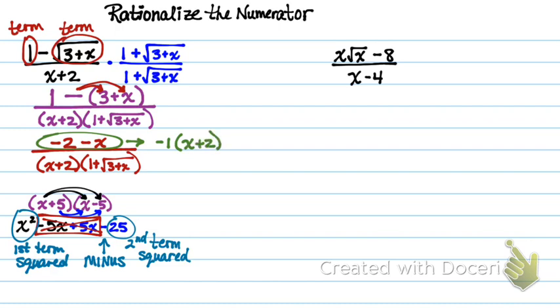Do you guys see why I left that denominator in its factored form? What do you notice? I can cancel out those x plus 2's. And so fully rationalized numerator, I have a negative 1 in my numerator, and in my denominator I have 1 plus the square root of 3 plus x.